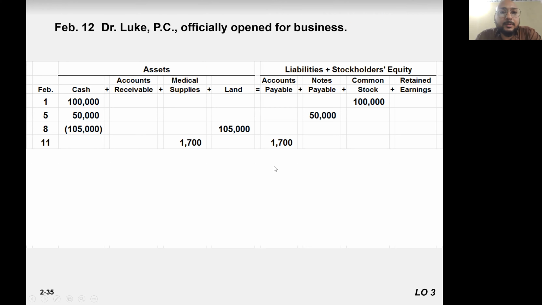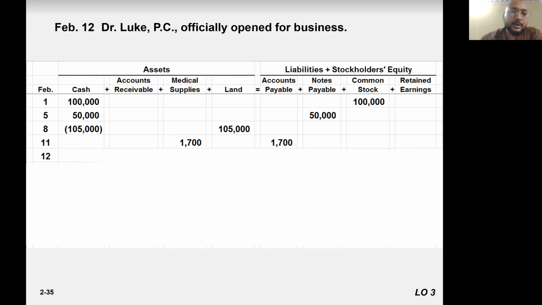On February 12, Dr. Luke PC officially opened the business. Do we have a financial impact here? No. The business is open, but no financial transaction is conducted. No transaction has a financial impact here, so no entry.